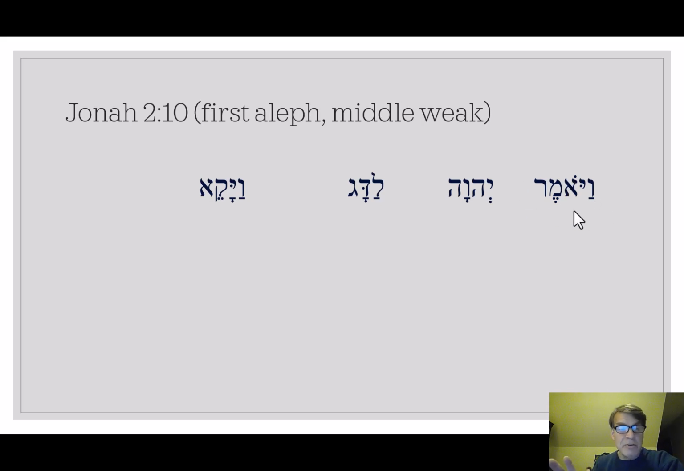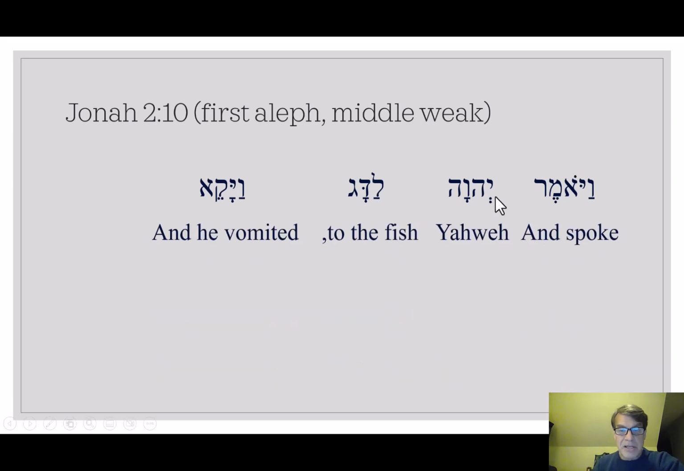And that's why we call it a weak verb, because there's something weird about one of the consonants. And this is very common. Vayomer, we've seen it several times already in Jonah, and it's all over the narratives of the Old Testament. You should just know it. Vayomer means, and he said, or in this case, and Yahweh said, because it's typical in Hebrew for the verb to come first and then the subject.